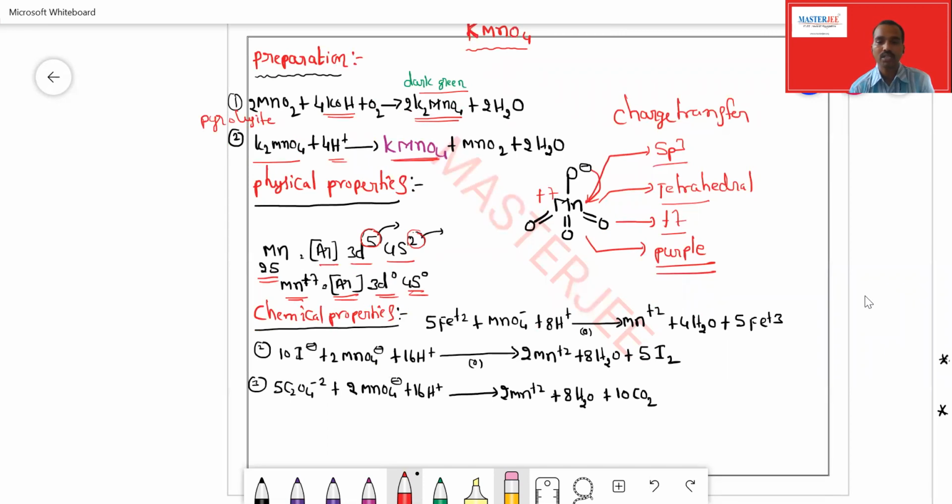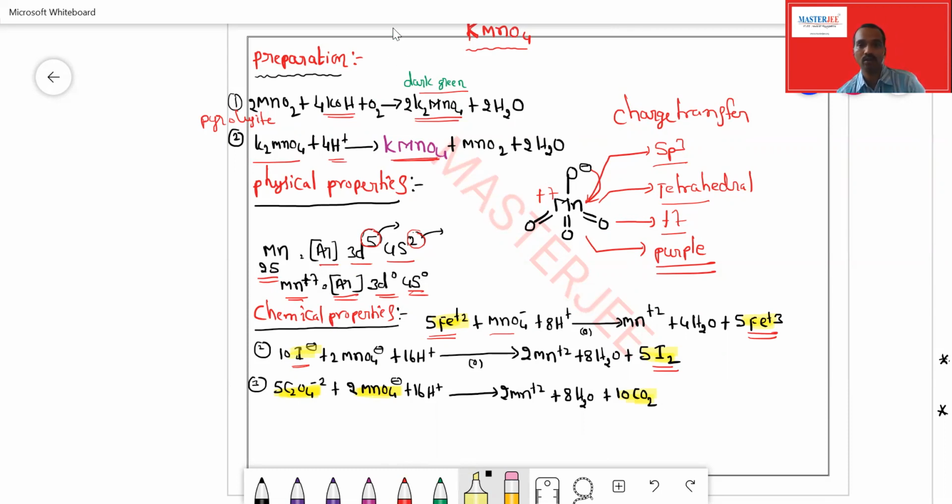Next, see its chemical properties. This potassium permanganate oxidizes ferrous Fe+2 into ferric. Next, it oxidizes iodide into iodine. That is an important thing to remember: iodide into iodine, ferrous into ferric. Next, oxalate ions: oxalate gets oxidized into carbon dioxide by this potassium permanganate. These are the chemical properties of potassium permanganate.